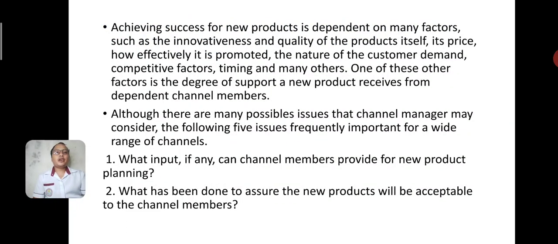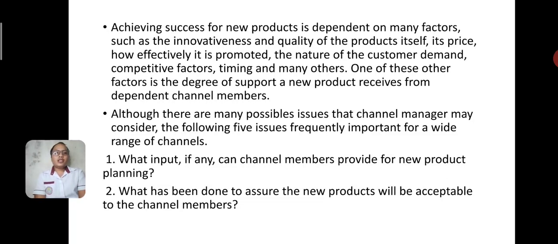Achieving success for new product is dependent on many factors, such as the innovativeness and quality of the product itself, its price, how effectively it is promoted, the nature of the customer demand, competitive factors, timing, and many others. One of these other factors is the degree of support a new product receives from dependent channel members. Although there are many possible issues that channel managers may consider, the following 5 issues are frequently important for a wide range of channels. So, number 1 is what input, if any, can channel members provide for new product planning.